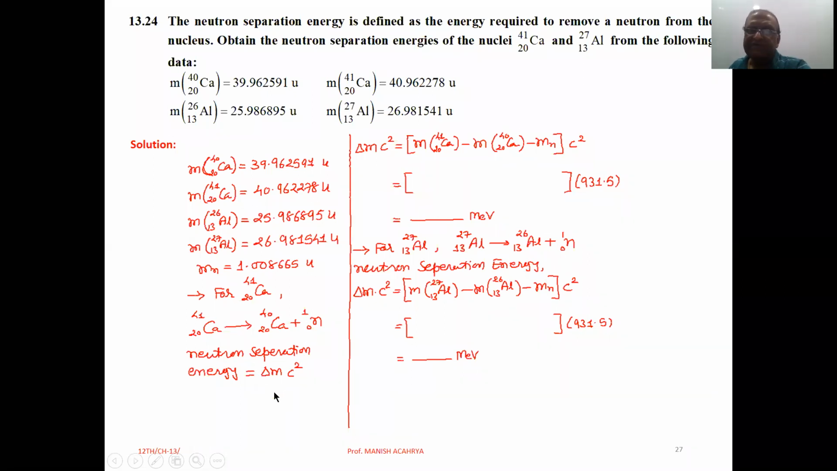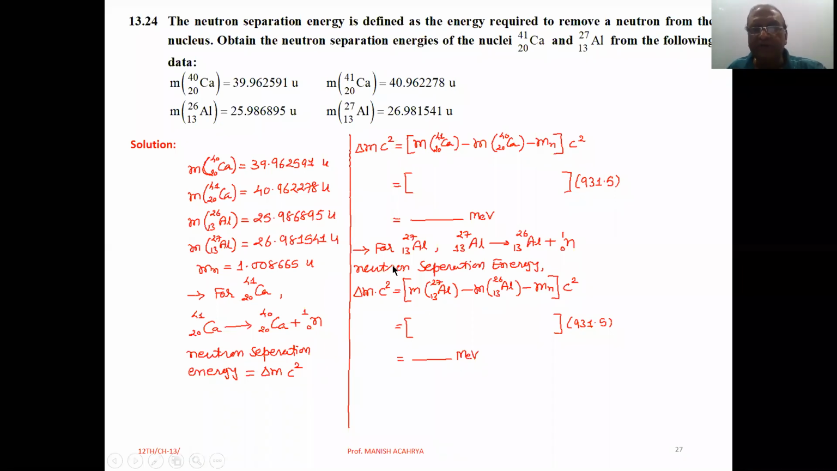So neutron separation energy, simple thing, mass defect into c square. So now delta m into c square, that is mass of 20Ca41 minus mass of 20Ca40 minus mass of neutron into c square. Substitute the value of all these masses which are given to you in terms of u. So to calculate energy, directly multiply it with 931.5 and you will get energy in terms of MeV.